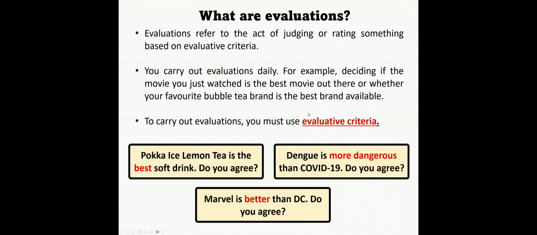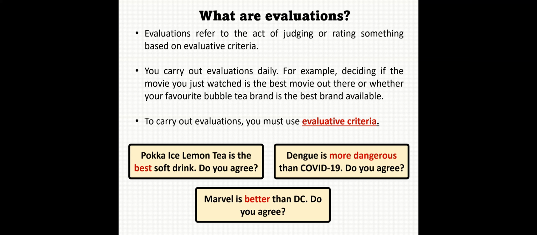All right. So I'm pretty sure that many of you are now thinking, what are evaluations? How can I actually prove whether something is more important or less important? Basically, evaluation refers to the act of judging or rating something based on the evaluative criteria. I know this is a lot of very difficult words. Don't worry, I will unpack this with you. All right. So basically, I want you to imagine that you are judging something. Let's say you are judging a movie, and then you are trying to decide, is this the best movie out there? You will have to decide based on a criteria.